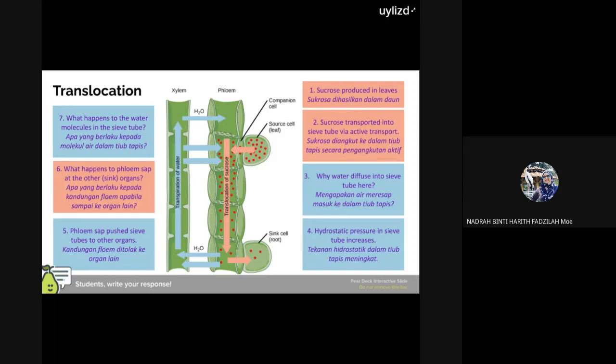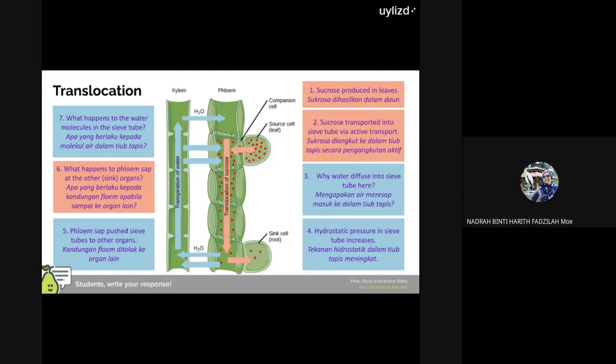So this part near the leaf, the sieve tube near the leaf, will have high hydrostatic pressure. Therefore, the phloem sap will move to the other organs connected by the phloem. It will move along the phloem to go to other organs.